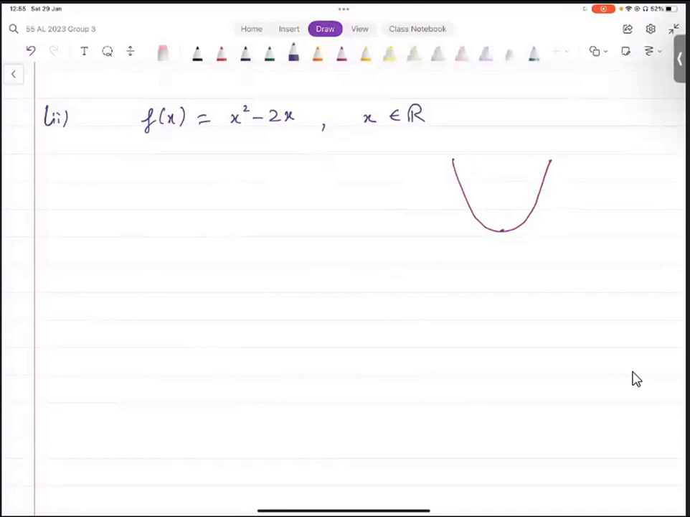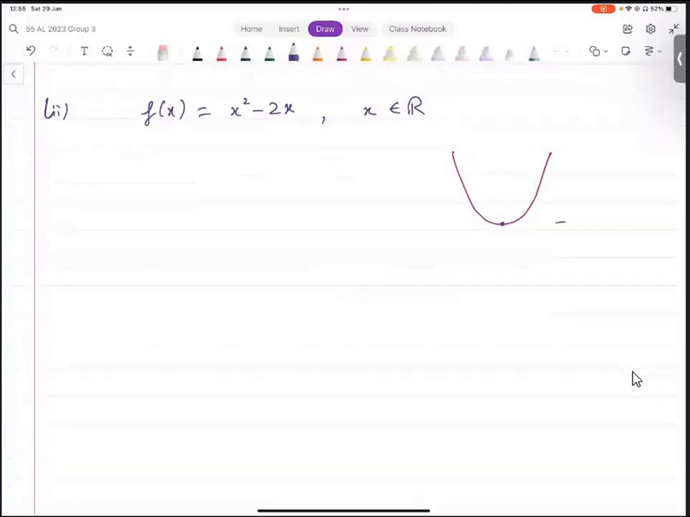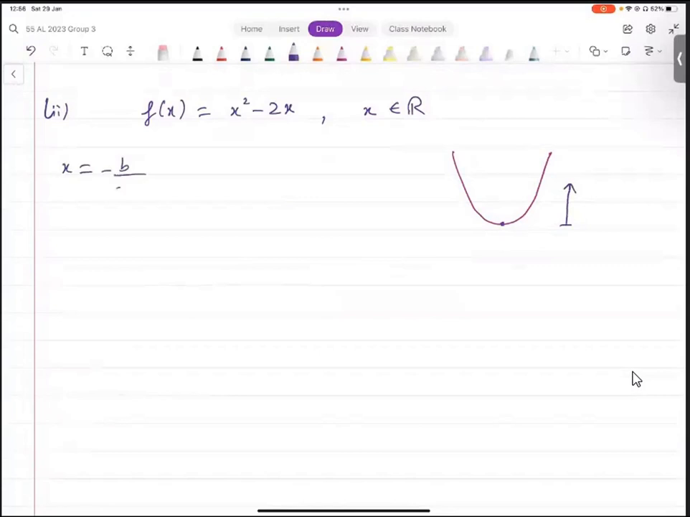तो range find करने के लिए आपको क्या करना पड़ेगा? आपको ये turning point निकालना पड़ेगा. You'll have to figure out what this turning point is, because once you know that, then you can write down the range. So how do you find the turning point? You have two methods for that. You can either use completing the square, or you can use x equals minus b over 2a, whichever you prefer. Minus b over 2a यहाँ पे use करें.